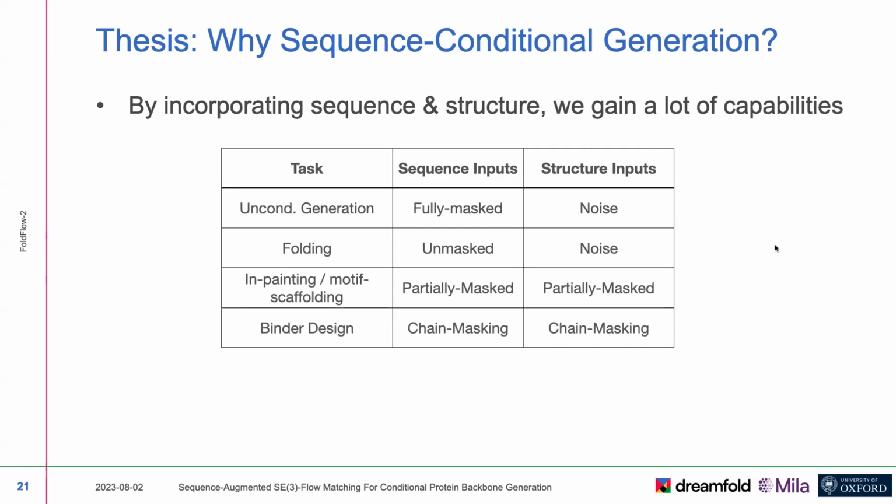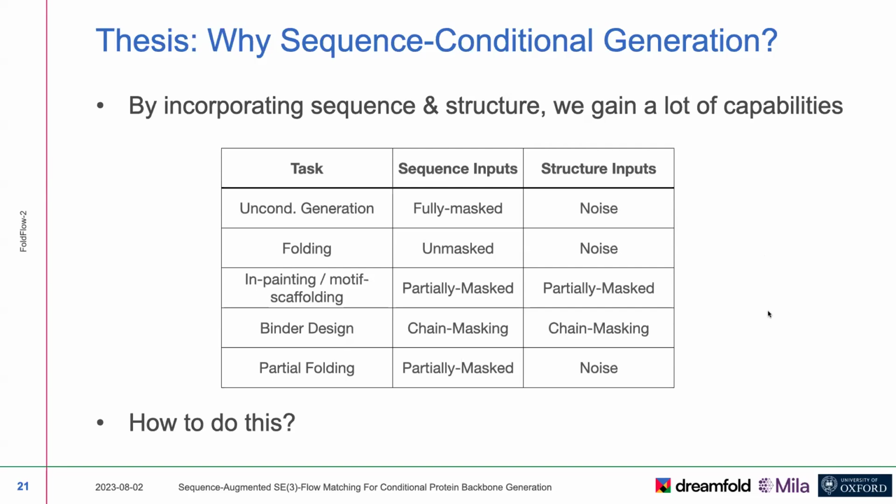Also binder design, which is similar, except now you're masking one chain in, let's say, a complex, and you want to generate the other chain. And then also something that's very interesting is partial folding, where you know, let's say, one chain's sequence, but you want to simultaneously design a binder and fold the target at the same time. Well, this is something that you can do if you have these two knobs to twist.